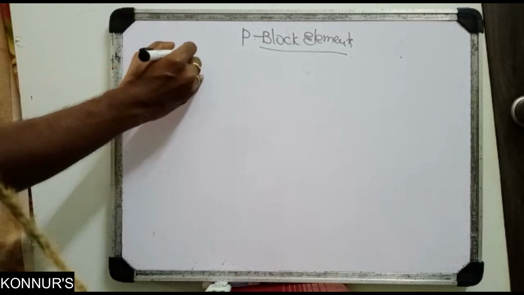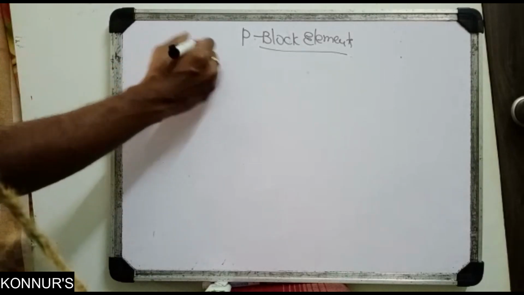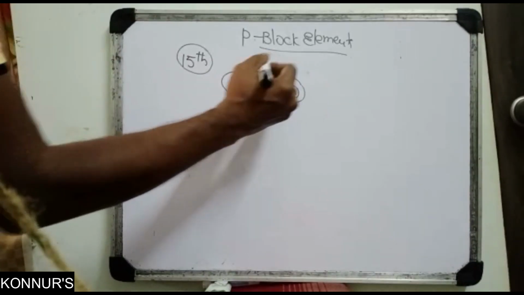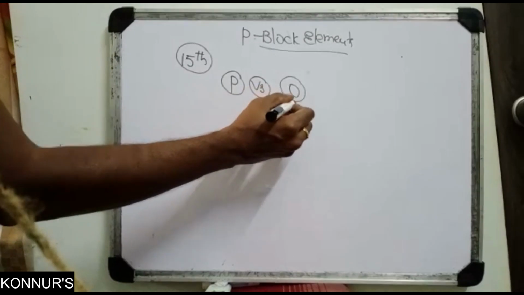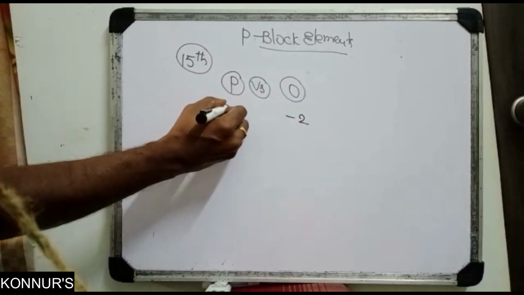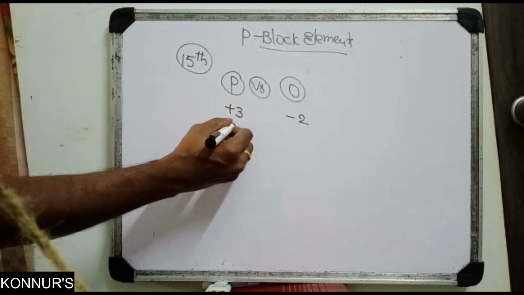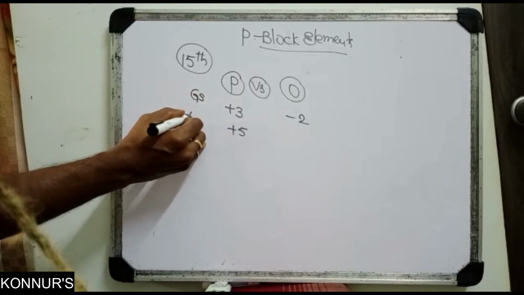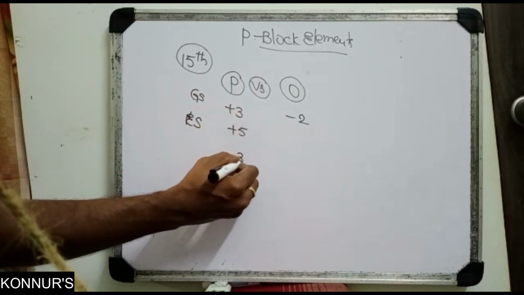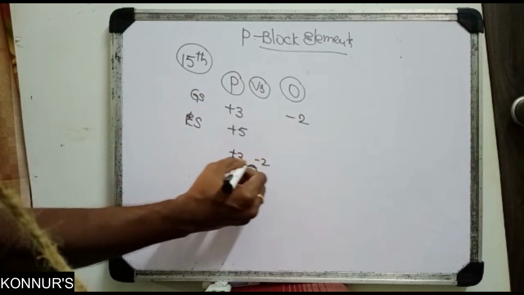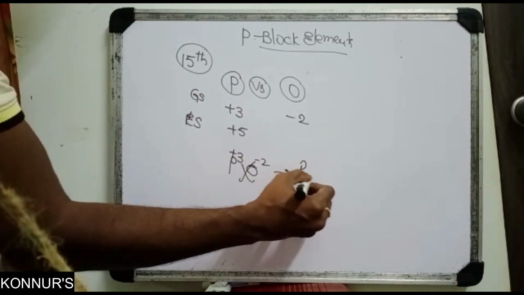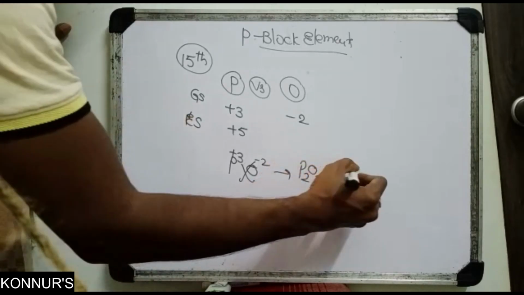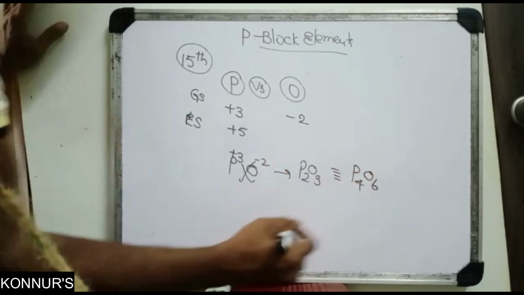Next, in the 15th group only. In the 15th group, nitrogen is over. Now phosphorus versus oxygen. Oxygen is the highest electronegative, so it is -2. Phosphorus shows +3 and +5. +3 is the ground state, +5 is the excited state. So phosphorus +3, oxygen -2, you are getting P2O3. But in nature, phosphorus is available as P4, so that is P4O6.